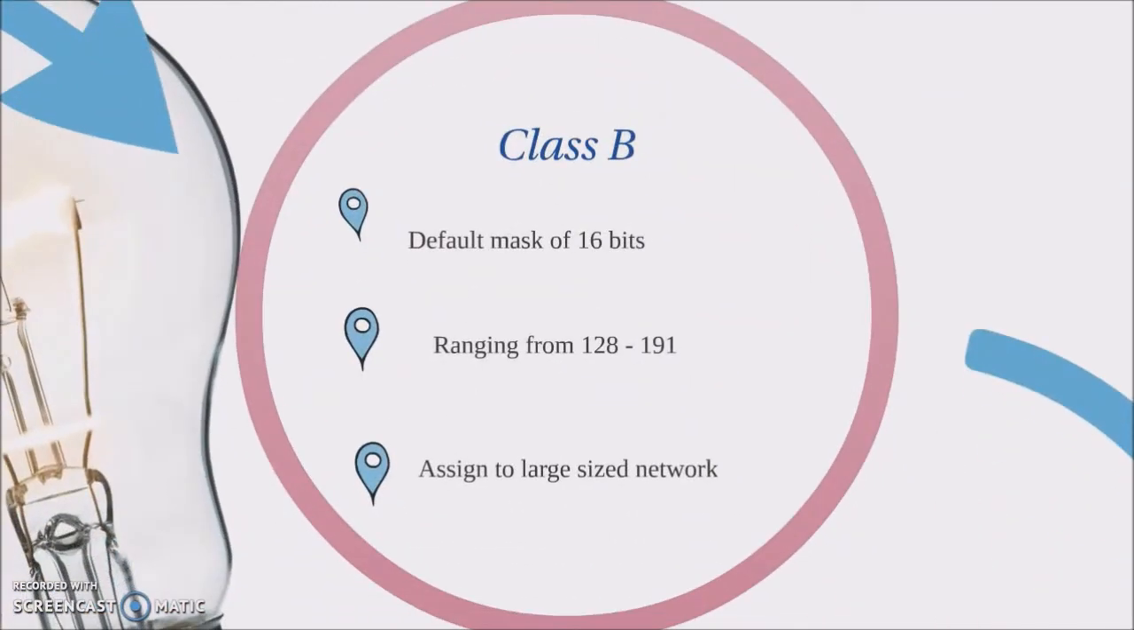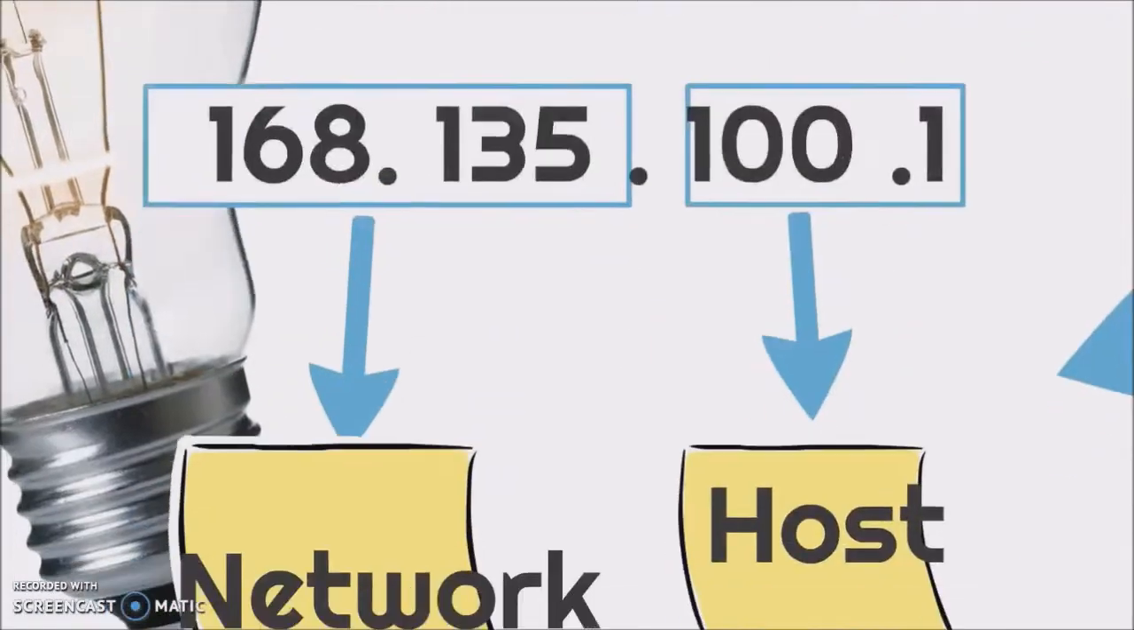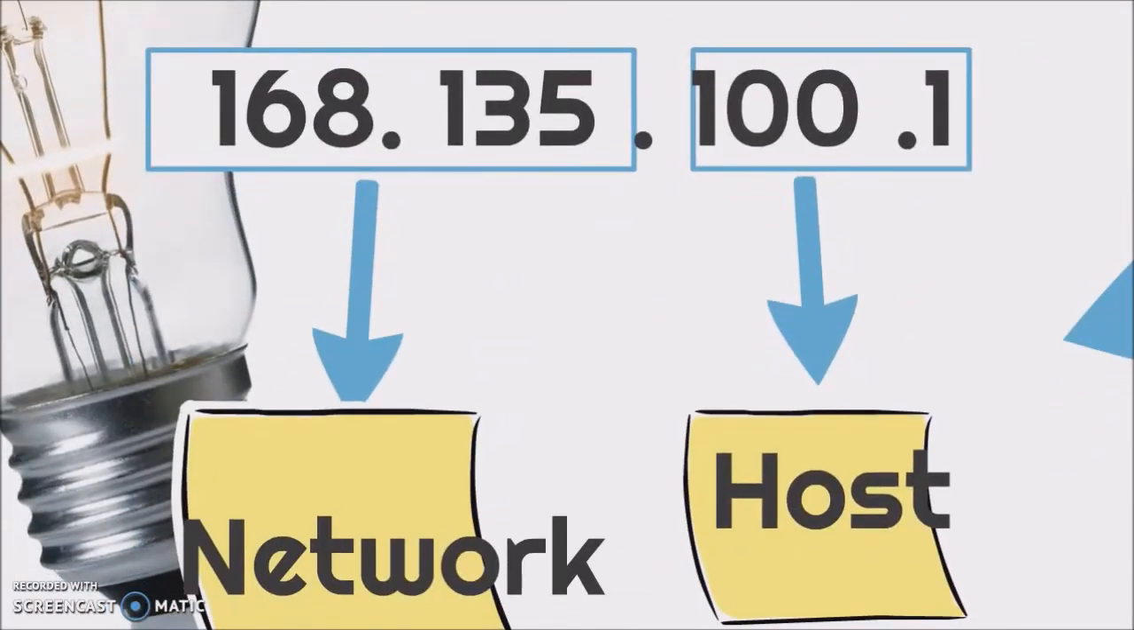Moving on to class B, it has a default mask of 16 bits, ranging from 128 to 191, and is used to assign to large size networks. Referring to the above example, we can conclude that the first and second octets are made up of the network, and the remaining octet is made up of hosts.